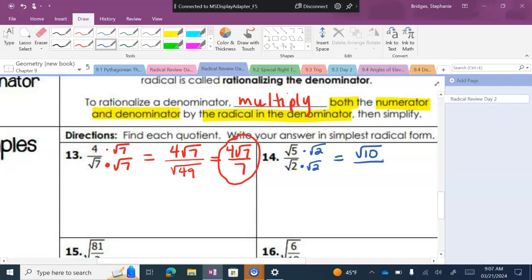Do you see how they're different? I couldn't actually multiply 4 and 7 because the 4 did not have the radical symbol and the 7 did. And then in 14, I can because they both have a radical symbol. What about the denominator? The square root of 2 times the square root of 2 is the square root of 4. Let's go ahead and simplify that bottom part. What is the square root of 4? 2.